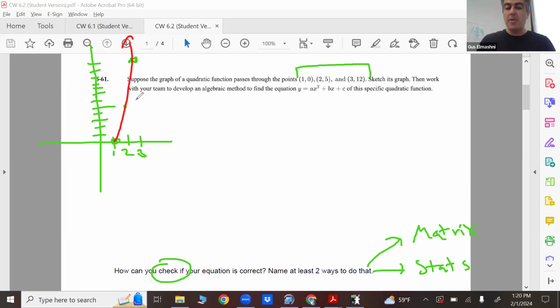But I could be wrong. Maybe, I don't know. What if it dips down lower? Do we know that? I don't know that. What if it's that? Do we really know? Not really. So we're not sure yet.